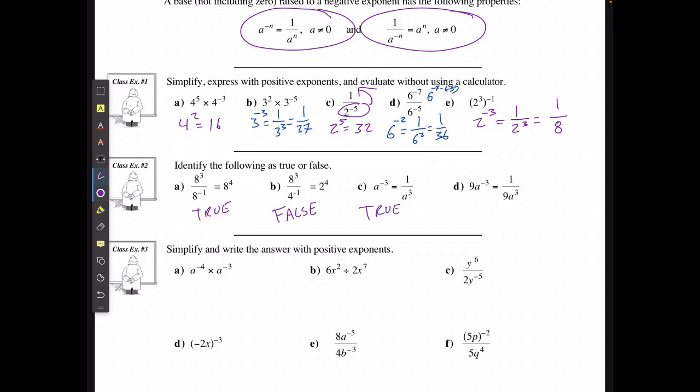And if I have 9a to the negative 3, it's equal to 1 over 9a to the power of 3. This one is false, because that power of negative 3 only applies to a. It does not apply to the 9 because it's not in brackets. The 9 is a coefficient. It's not part of that base.